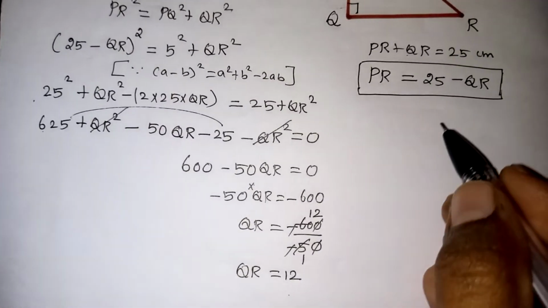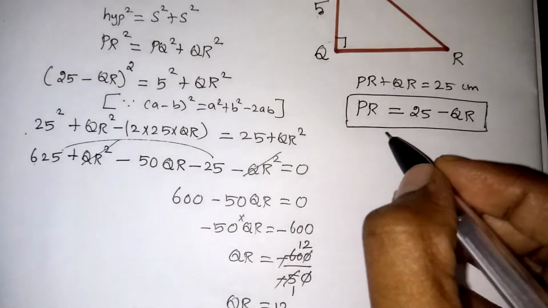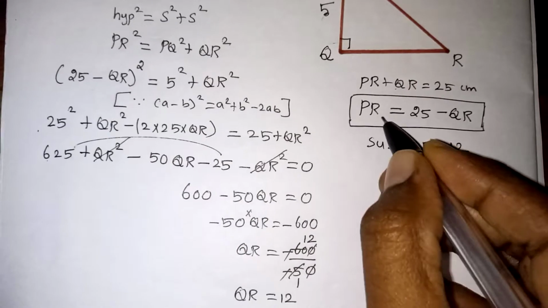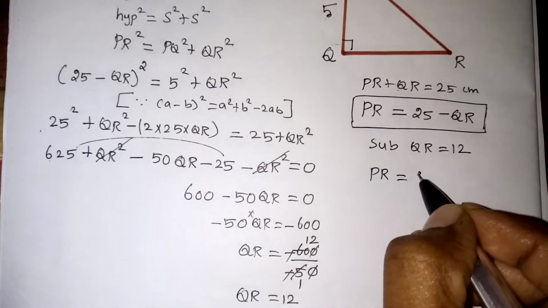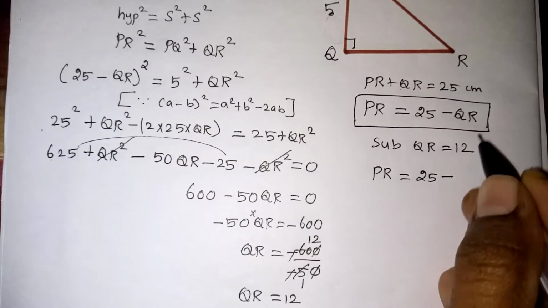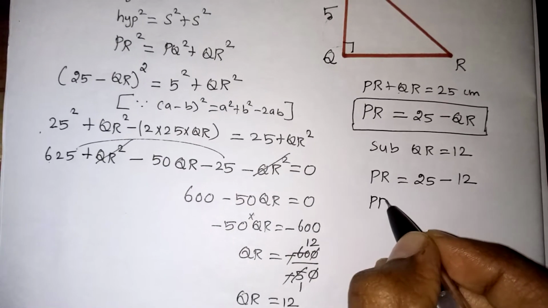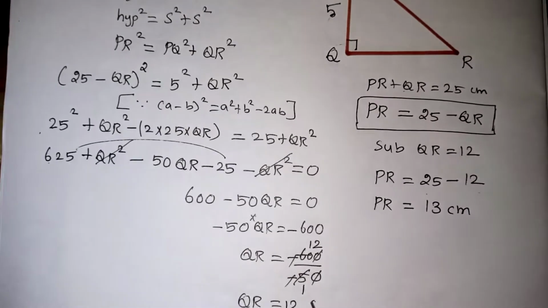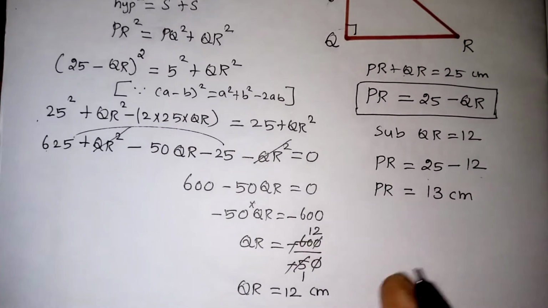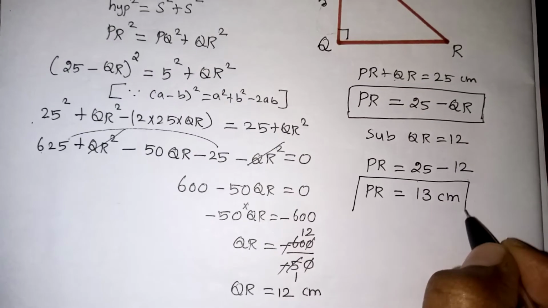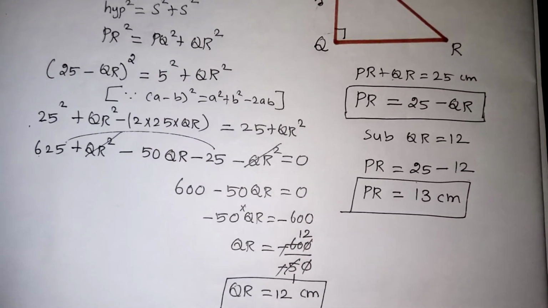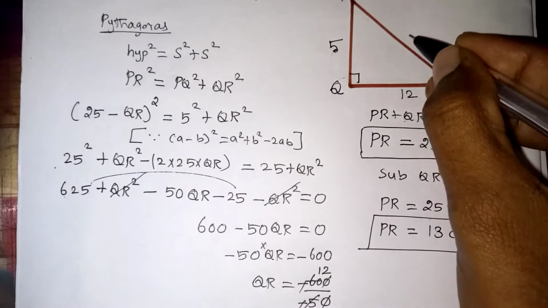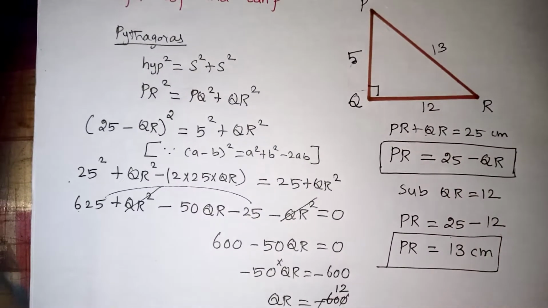Now QR can be substituted here to get your PR value. So substitute QR is equal to 12. Now PR is equal to 25 minus the QR value 12. So PR is equal to 25 minus 12, which will give you 13. That should be written in centimeter, because all the values are given in centimeter only. Now let's go to the diagram. QR is 12, write it here. PR is 13, PR 13 also we have written. So the addition of these two came to 25.